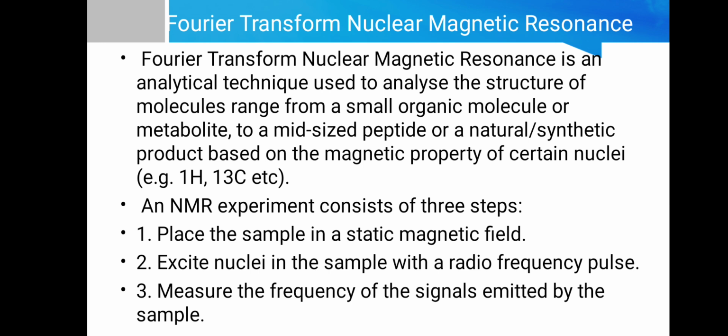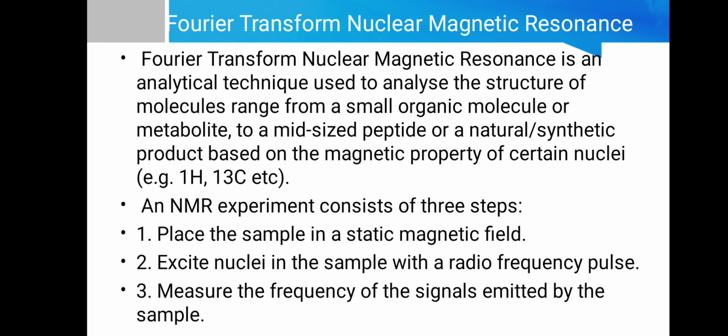So next is Fourier transform nuclear magnetic resonance. Fourier transform nuclear magnetic resonance is an analytical technique used to analyze the structure of molecules, ranging from a small organic molecule or a metabolite to a mid-sized peptide or a natural or synthetic product, based on the magnetic property of certain nuclei. An NMR experiment consists of these three steps.